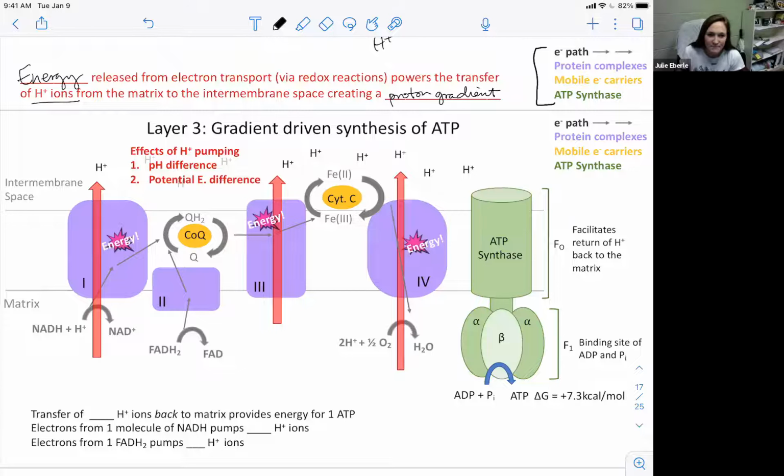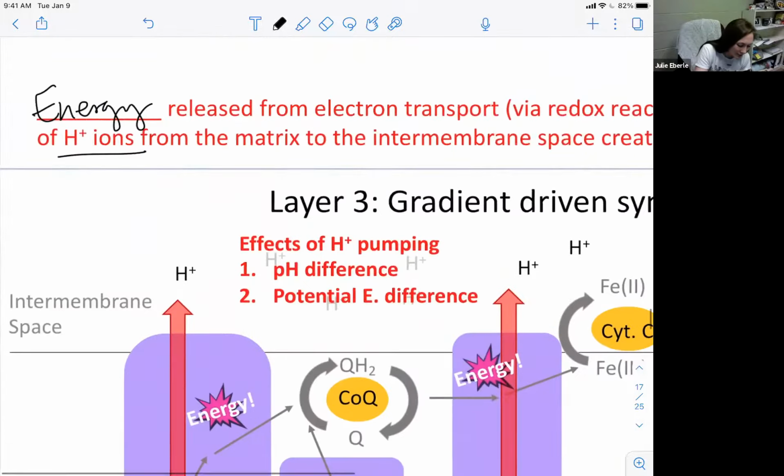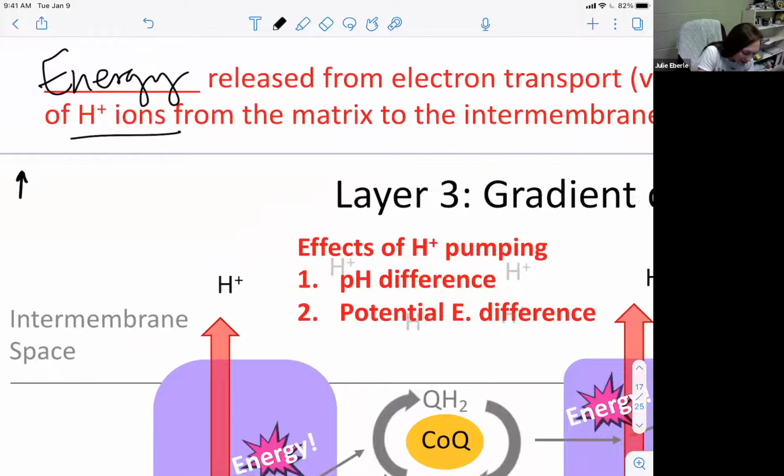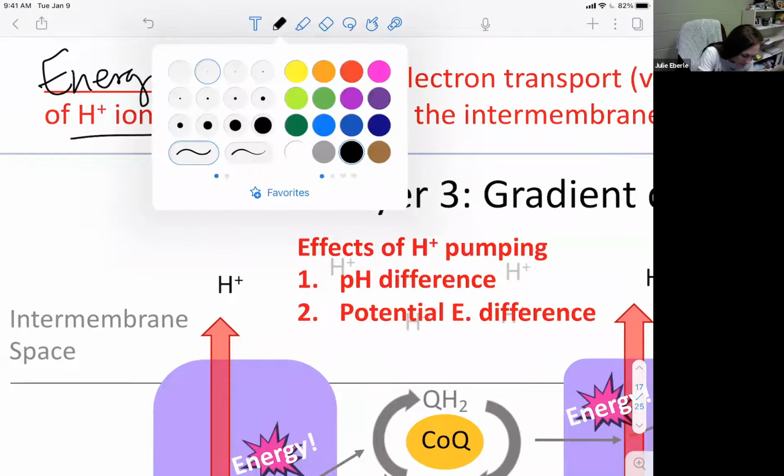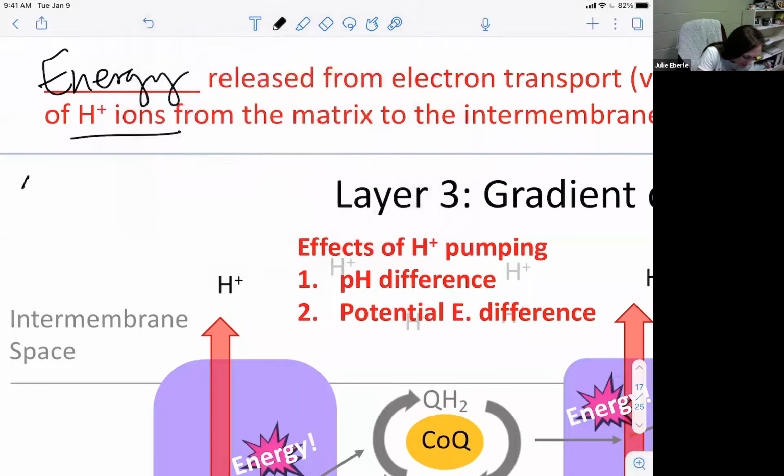The effects of pumping protons, okay? What does this do? Well, we know that hydrogen ions correlate to pH, or at least we should remember that. I'm going to write up here in the very corner: high amounts of hydrogen ions, a high concentration of hydrogen ions, correlates to a low pH.